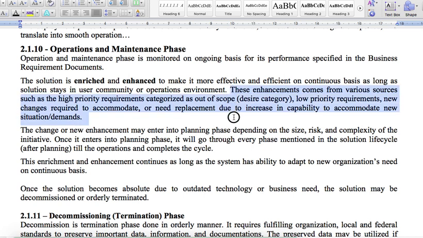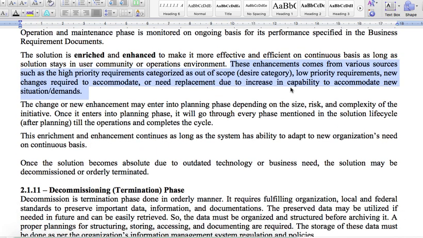These enhancements come from various sources such as high priority requirements categorized as out of scope, the desired category, that is, low priority requirements, or new changes required to accommodate, or the need to replace due to an increase in the capacity to accommodate the new situation and demand.